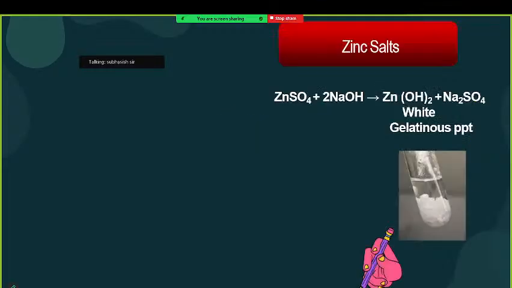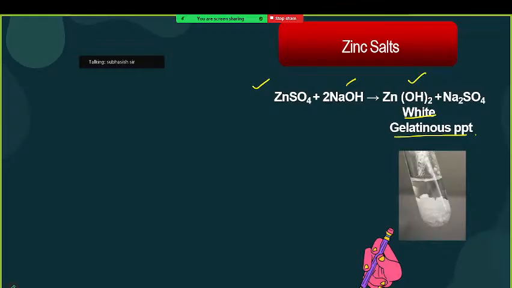Okay, now move on to the next one, that is the zinc salt. When zinc salt reacts with sodium hydroxide, it is converted into a white gelatinous precipitate. Now, white gelatinous precipitate is such a precipitate that so many different salts give this type of precipitate. Like aluminium also gives white gelatinous precipitate, magnesium also gives white gelatinous precipitate.